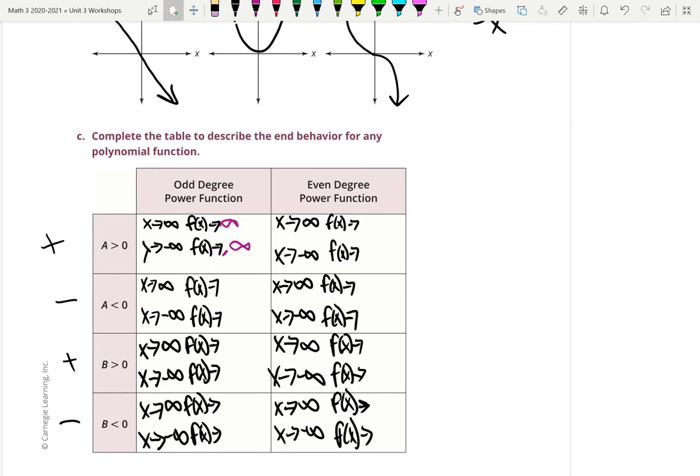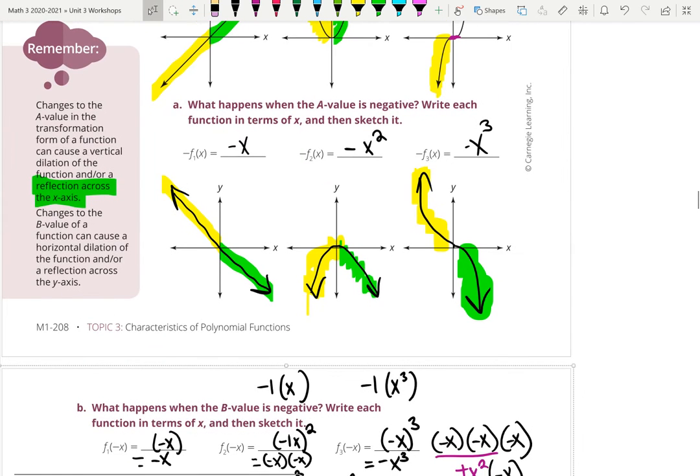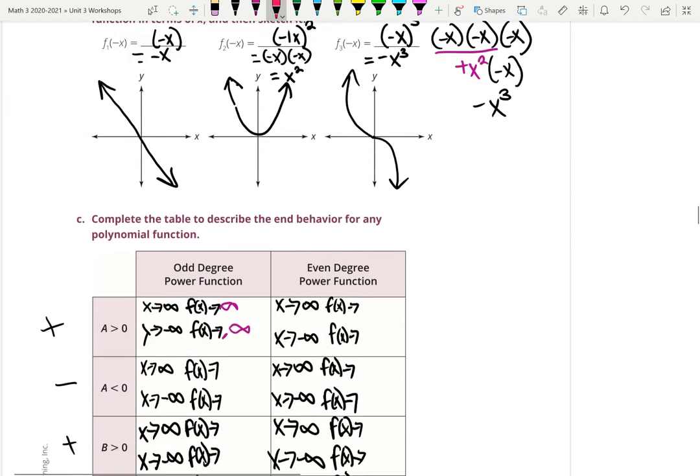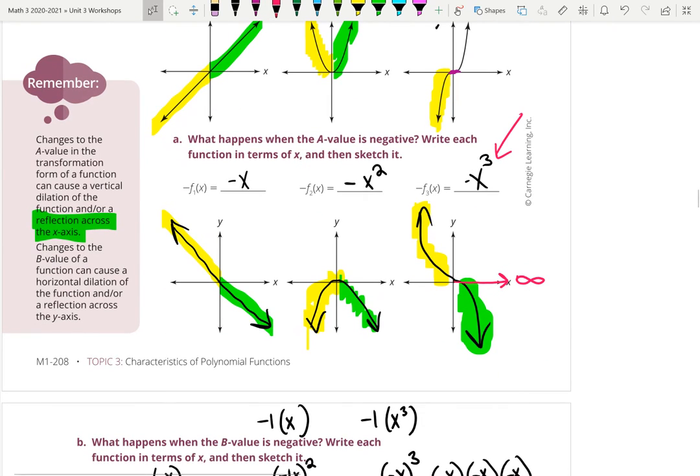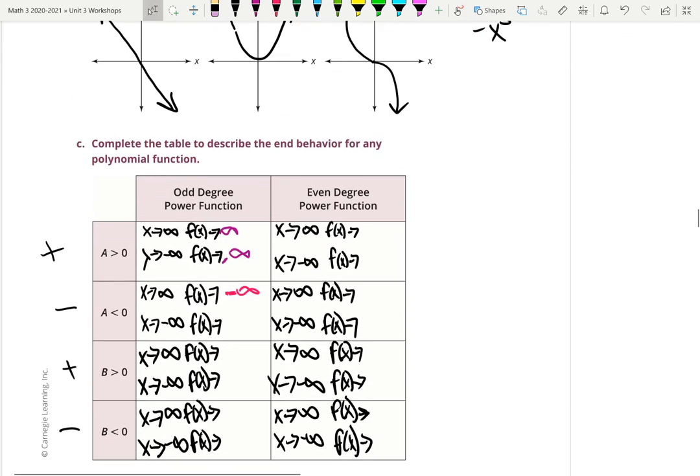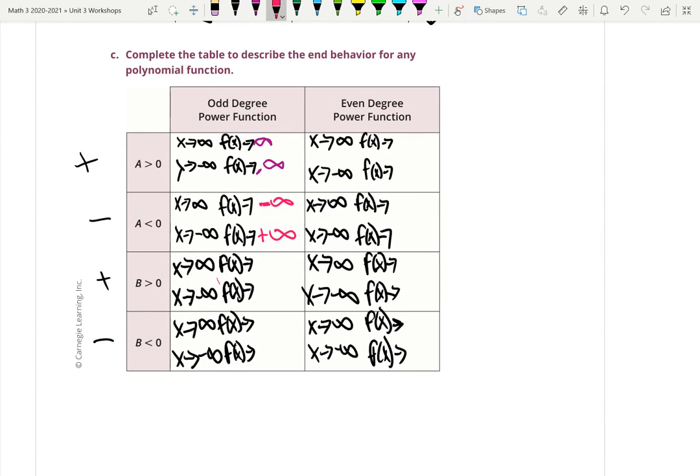For the same odd power function, let's look at it when a is negative. As x approaches positive infinity, as x goes to the right, notice how the graph is pointing down. The output is negative infinity. I'm going to do this again, looking at my odd power function. As it goes towards negative infinity, notice how the graph is pointing up. That indicates it's going to continue towards positive infinity.